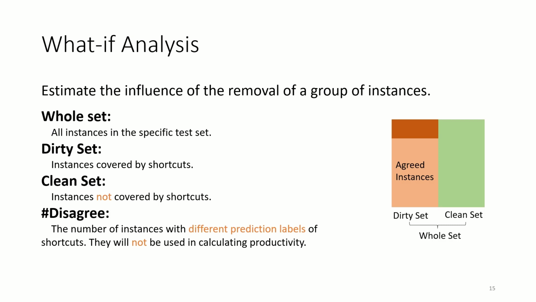It is interesting to compare the machine accuracy between the whole sets and the clean sets to see whether the removal of potential shortcuts leads to the degrading of the performance metrics in the clean sets. Such indicators can help dataset creators understand the potential benefits gained from the removal of the instances covered by those potential shortcuts.